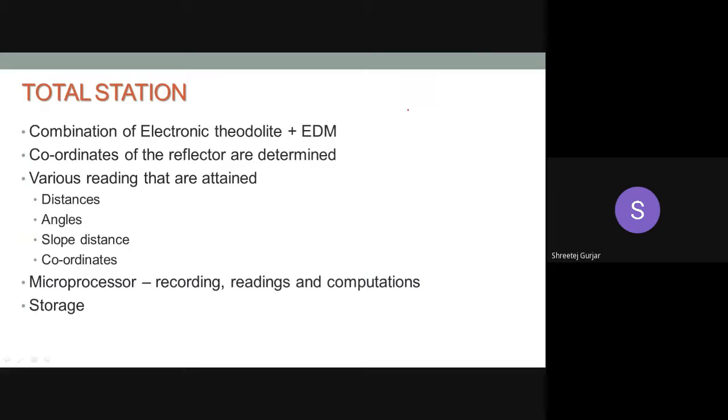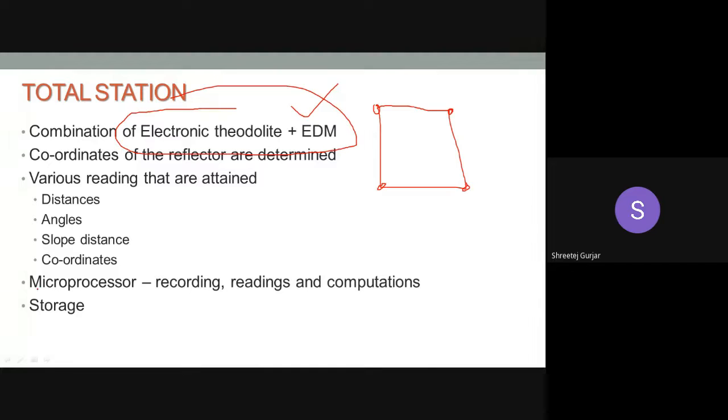Suppose you have a plan with you for a single room, or say a plan of an entire building, right? That plan can be imported into the total station. It can be imported, and the readings from the AutoCAD plan can be used to set out your column positions, your room positions, beam positions. All those positions can be set out in the field using the AutoCAD plan. So setting out can also be done using a total station.